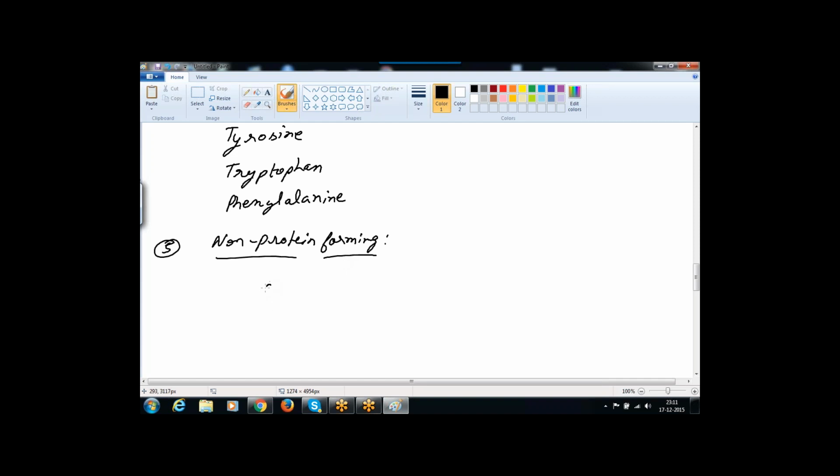Those are ornithine and citrulline. And these take part in the urea cycle. They are part of the urea cycle. They never take part in protein formation. They only take part in formation of urea. So they're part of the urea cycle.